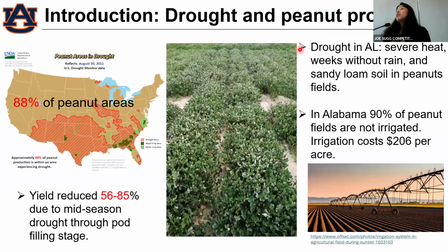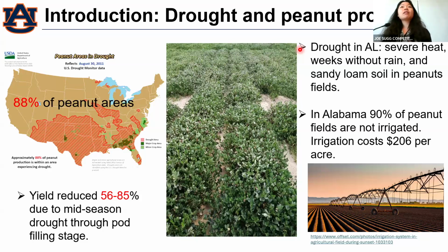As we know, drought is one of the biggest abiotic stresses causing yield reduction. And in 2011, the United States experienced its worst drought. The map in the top left corner shows around 88% of peanut fields suffering from drought in August 2011. This timing is particularly important because in August, the peanut undergoes the pod filling stage, so that is when the water demand is really high. Therefore, mid-season drought has a devastating effect and can cause yield reduction for peanut of up to 85%.